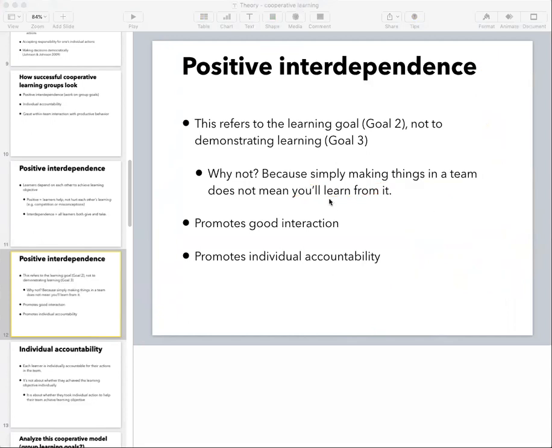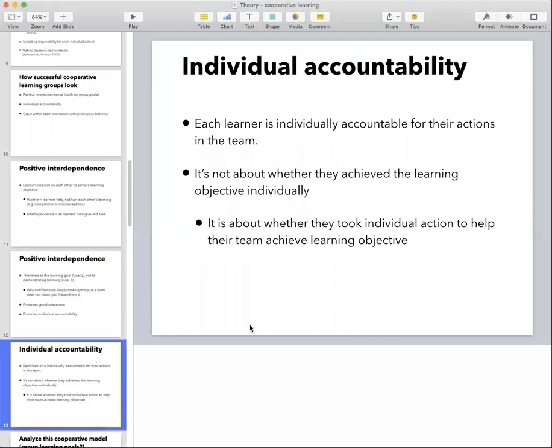Having such a learning goal and having positive interdependence improves the interaction within the team, and it also promotes individuals to take accountability for their actions to help them help the team learn. So that's the last part here about promoting individual accountability. I want to go into individual accountability in a little more detail now.